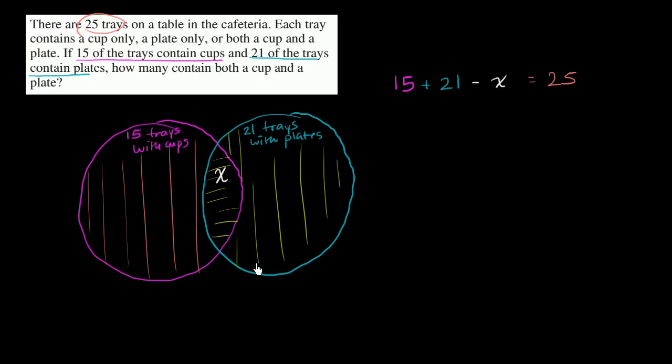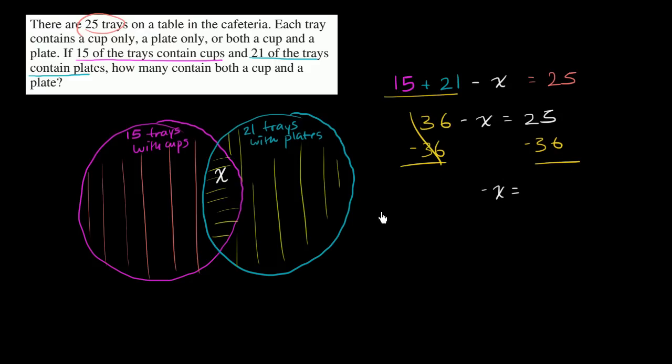And so now we can just solve for x. We have 15 plus 21, which is 36. We get 36 minus x is equal to 25. We could subtract 36 from both sides. And we are left with negative x is equal to negative 11, or x is equal to 11. That 11 trays contain both a cup and a plate. This is equal to 11.